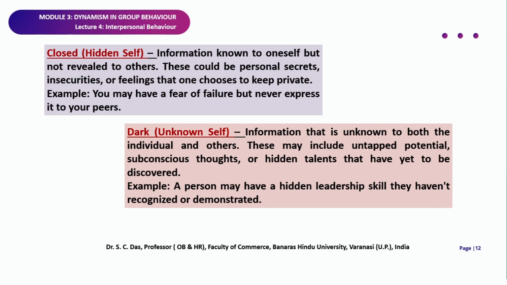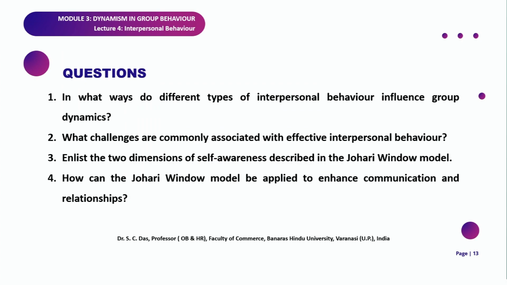Dark or unknown self: information that is unknown to both the individual and others. This is very dangerous. This may include untapped potential, subconscious thoughts or hidden talents that have yet to be discovered. One great example: a person may have hidden leadership that they have not recognized or demonstrated. That means you don't know, other people don't know. You have strong leadership, but you don't know, and even other people are also not knowing. So this is the fourth quadrant basically.